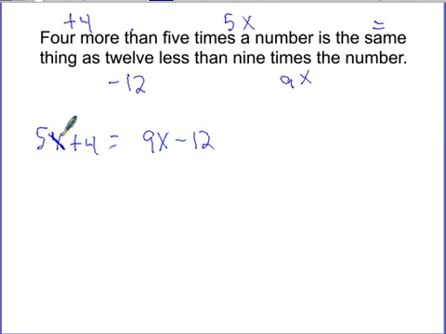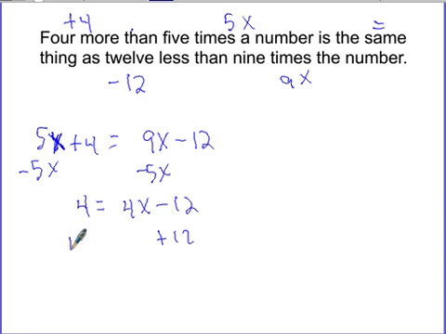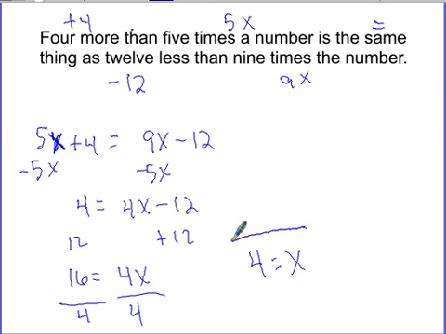Look at the variables to decide which side to start on. Do I want to subtract 5x or subtract 9x? Subtract 5x. 4 equals 4x minus 12. Now add 12 to both sides. 16 equals 4x. Divide by 4. So 4 equals x.